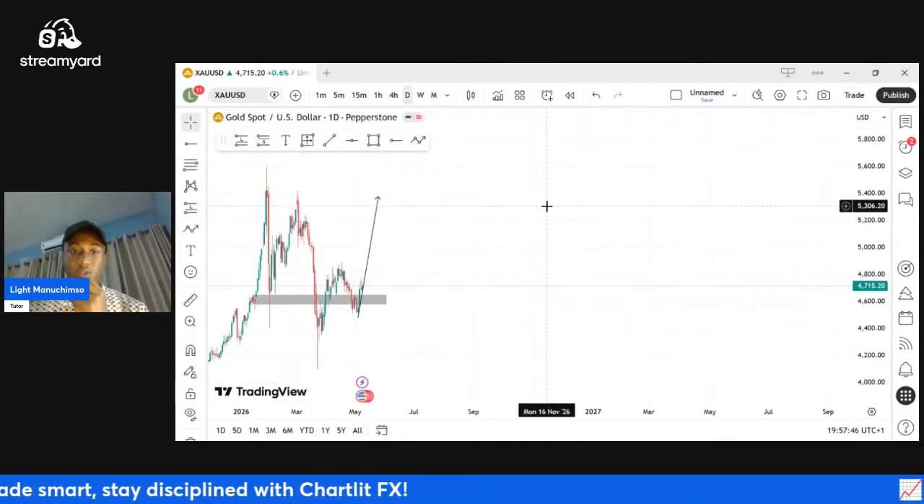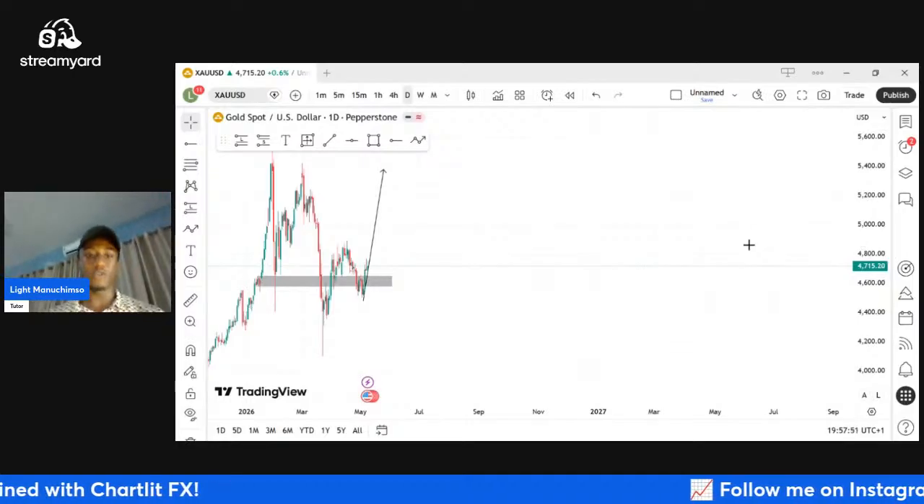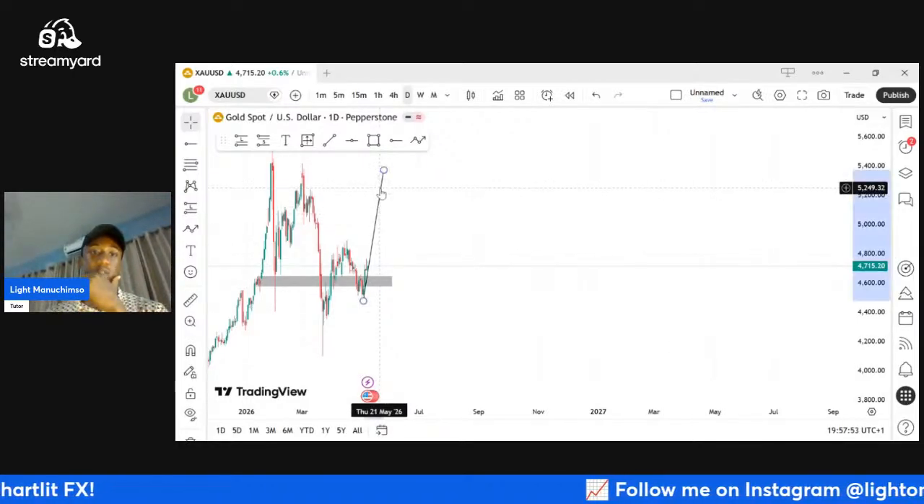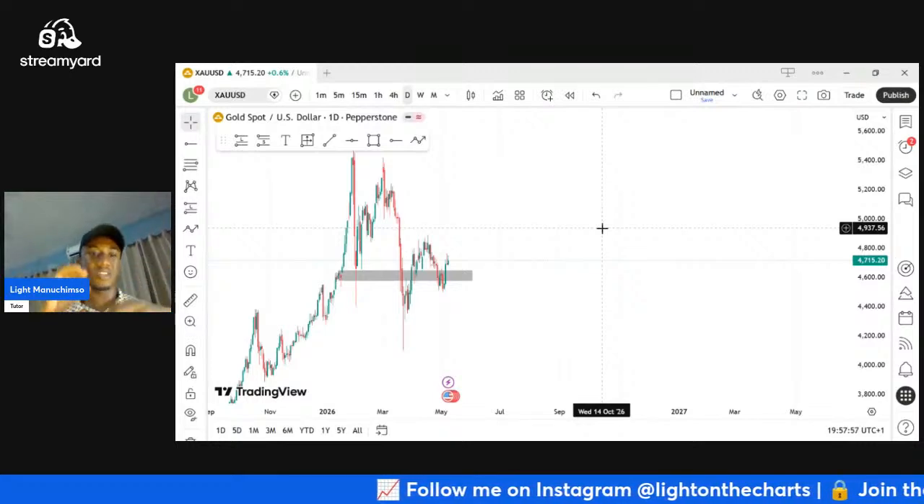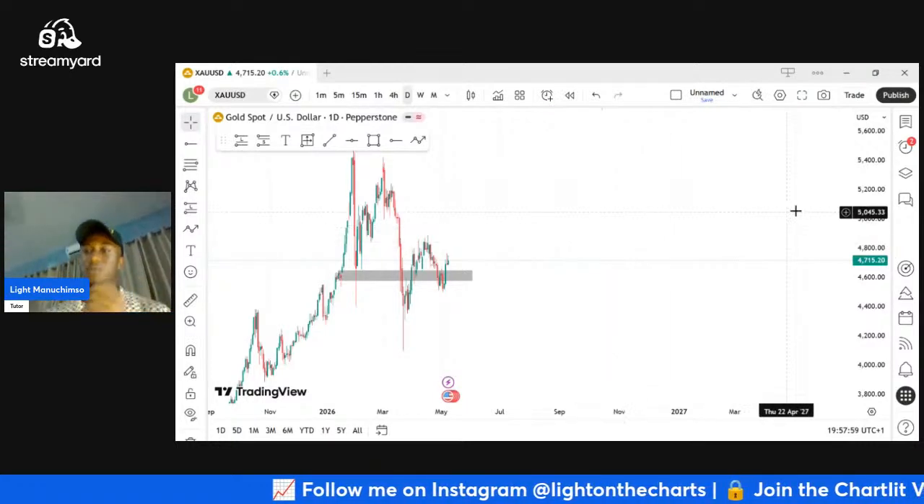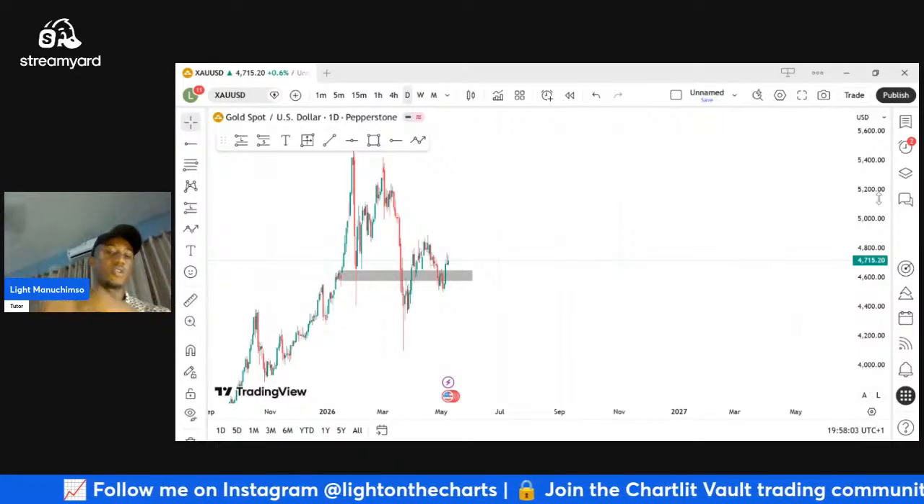It dropped. Currently it's about $4,715 per ounce, and it keeps fluctuating just like that. As traders, we take advantage of these price fluctuations to make money, unlike investors that buy it when it's cheap and then wait for it to go up.